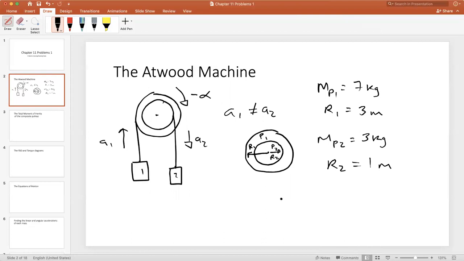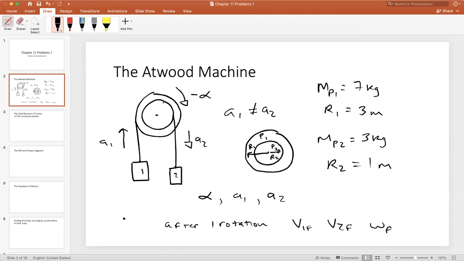Okay, that's all we need to start. What we want to find is what alpha is once we let the thing start to move. We want to know what a1 is, and we want to know what a2 is. And then eventually, after one rotation, meaning after it's gone through 2π radians, we want to know what v1 final is, what v2 final is, and what omega final is. The initial values of those will all be zero because it's at rest, but we need to know the final velocities of each mass and the final angular velocity of the two pulleys.